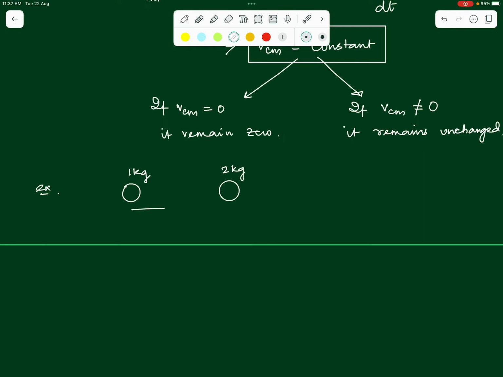Let's say a 1 kg ball is moving with a velocity of 2 meters per second and it is coming from behind, and the 2 kg ball, let's say, is at rest. This is at rest, velocity 0. What do you think will happen here?